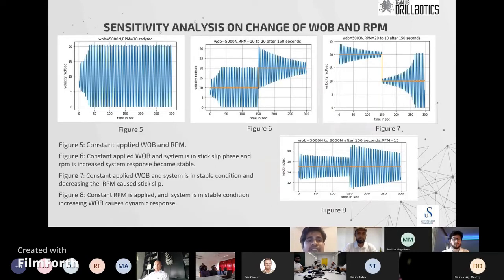We need to understand the effect of surface weight on bit and RPM on the downhole torsional vibrations. From figure 1, we can see that with constant surface weight on bit and constant surface RPM, the system is entering into stick slip motion. In the second case, after a certain drilling time, the surface RPM has been increased with the same constant weight on bit, and the system dynamic vibrations are getting dampened. In the third case, initially the surface RPM is higher, and later we have reduced the surface RPM, and we can observe the system dynamics entering into stick slip phase. So from this we can understand the weight on bit and RPM are important parameters for stick slip severity in torsional vibrations.